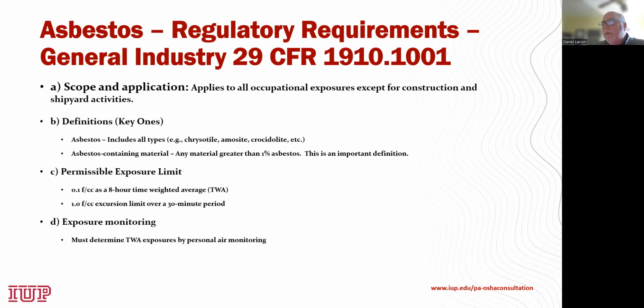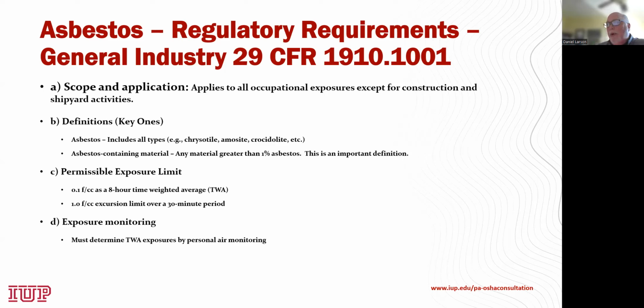Some definitions that you need to know about asbestos. When you hear the word asbestos with OSHA, it refers to all types, including some of the types we talked about: chrysotile, amosite, crocidolite. And asbestos containing material is any material that contains greater than 1% asbestos. This is an important definition.